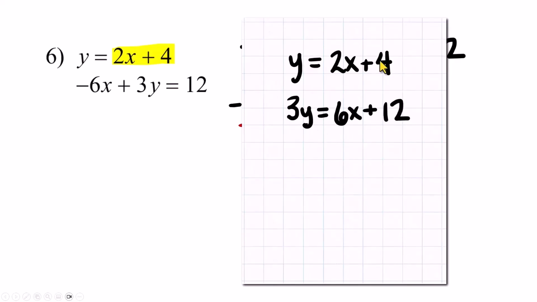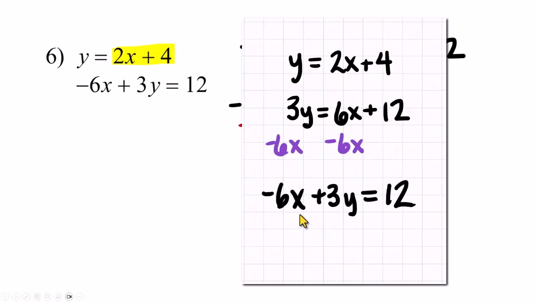I'm going to take everything times 3. Y equals 2x plus 4. 3 times y is 3y. 3 times 2x is 6x. And 3 times 4 is 12. And now I'm going to subtract 6x from both sides. And look what I end up getting. Negative 6x plus 3y equals 12. And it's the same as this one.